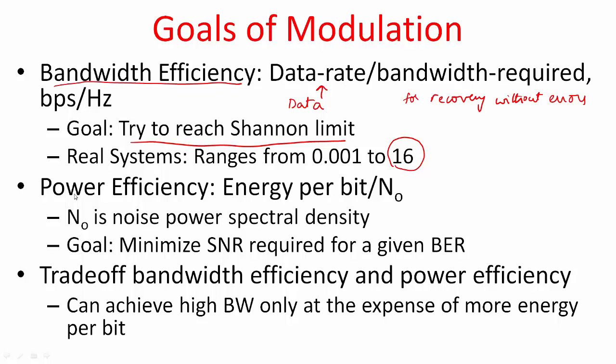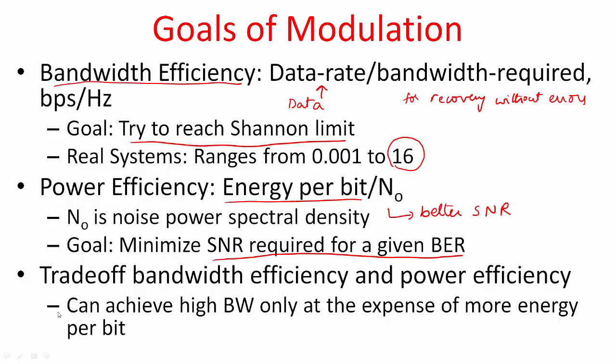Another goal of modulation is power efficiency, which basically captures the energy required per bit. Basically, higher energy per bit leads to better signal to noise ratio. Again, the goal here is to minimize the signal to noise ratio required for a given bit error rate. Basically, this conserves energy. And there is always a trade-off between bandwidth efficiency and power efficiency.